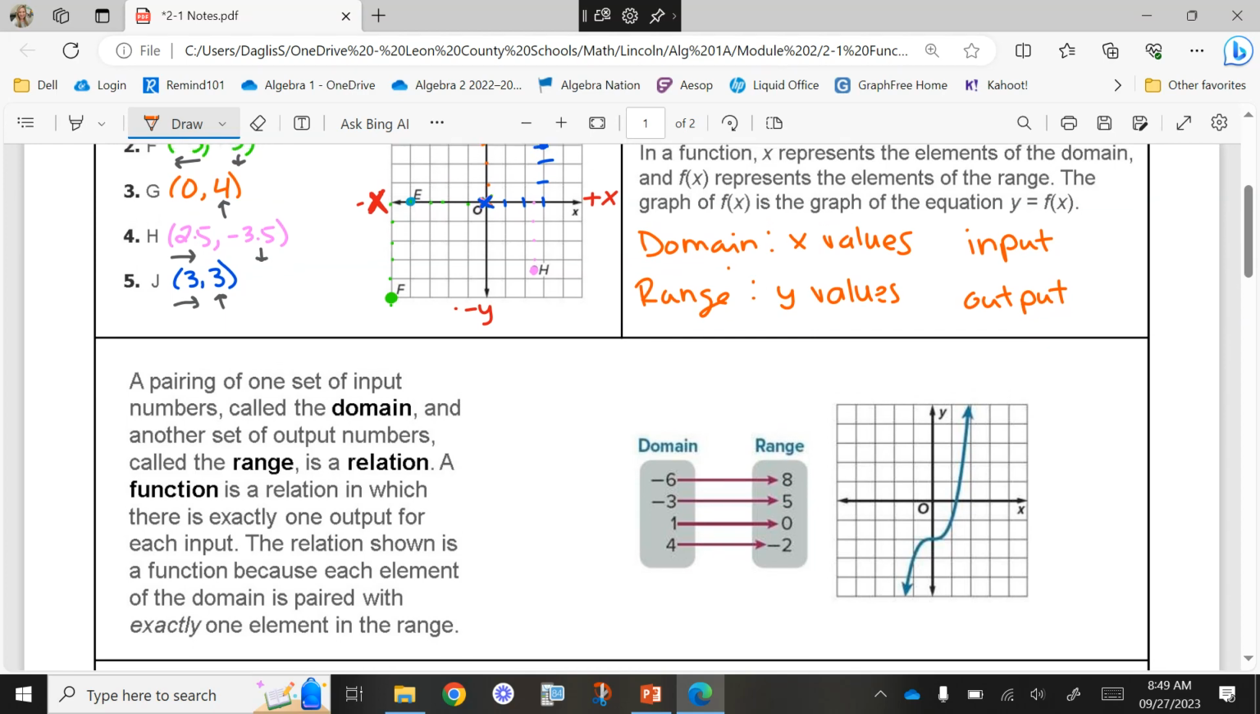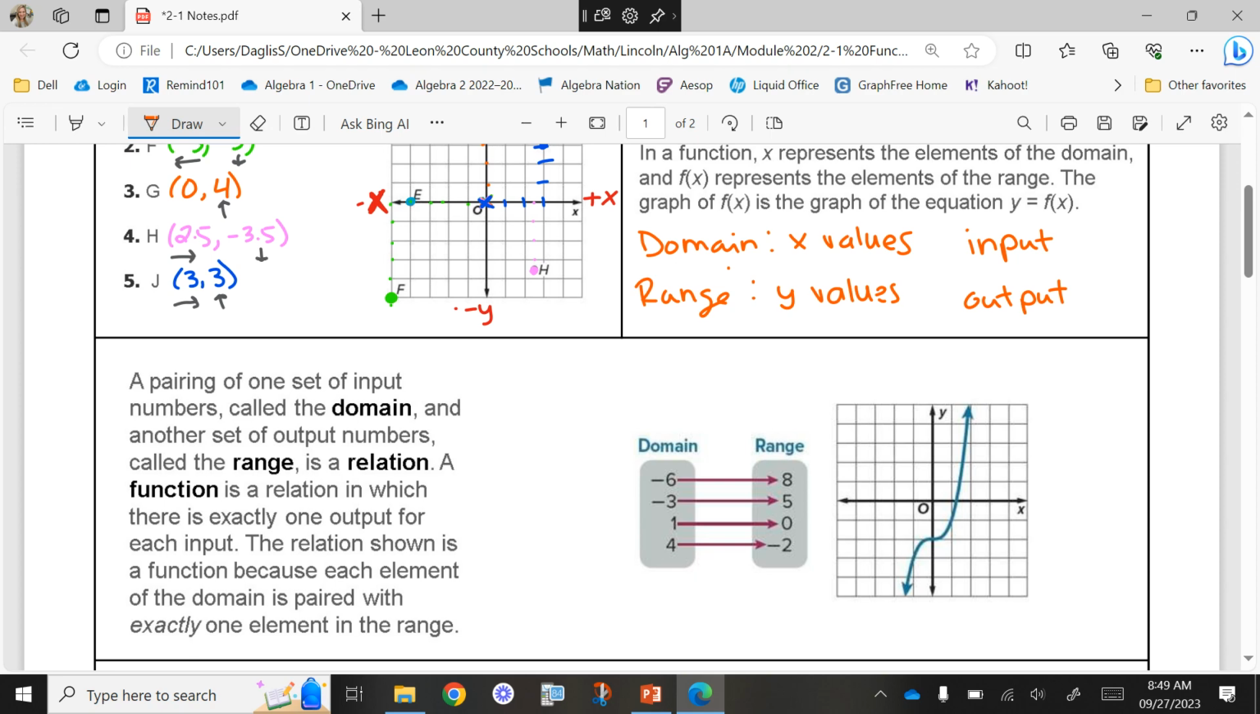A pairing of one set of input numbers, which is called the domain, and another set of output numbers, which is called the range, is a relation. So if I have x's and y's in any way, shape, or form put together, it's called a relation. Okay? A function is special. That's when there's only one output for each input. Okay? The relation is shown a function because each element of the domain is paired with exactly one element of the range. That is very fancy for your x's don't repeat themselves.